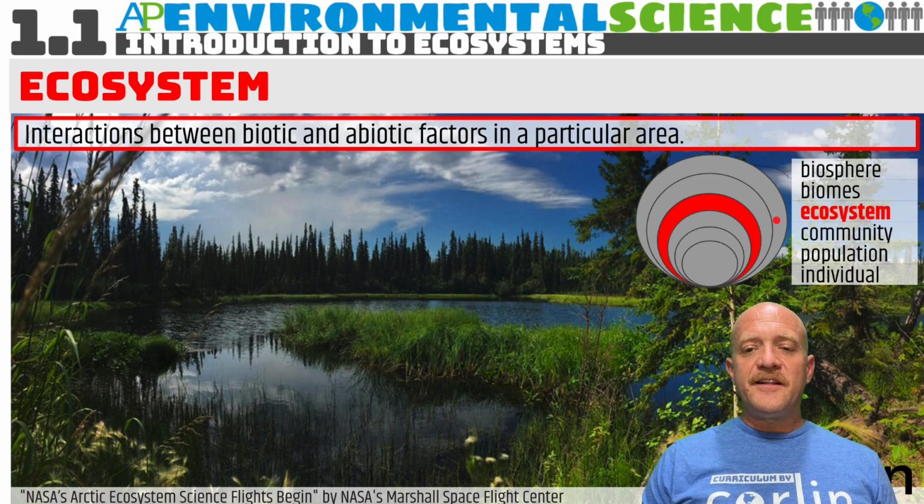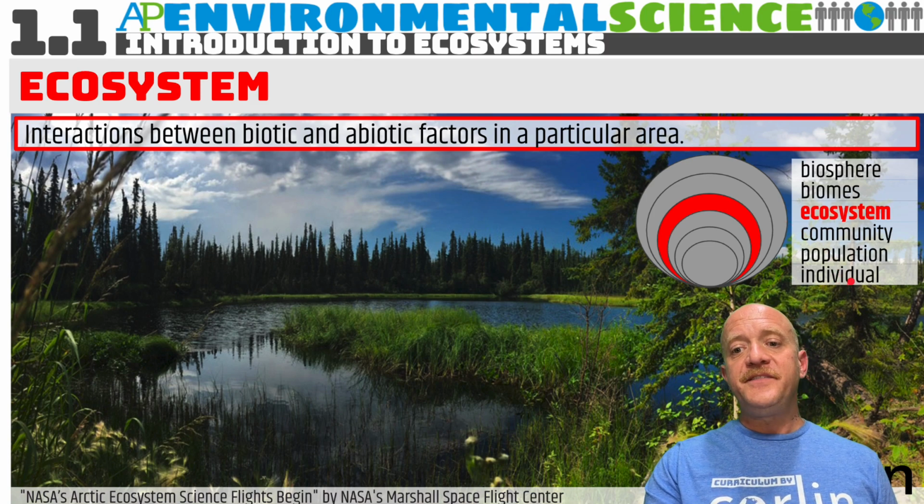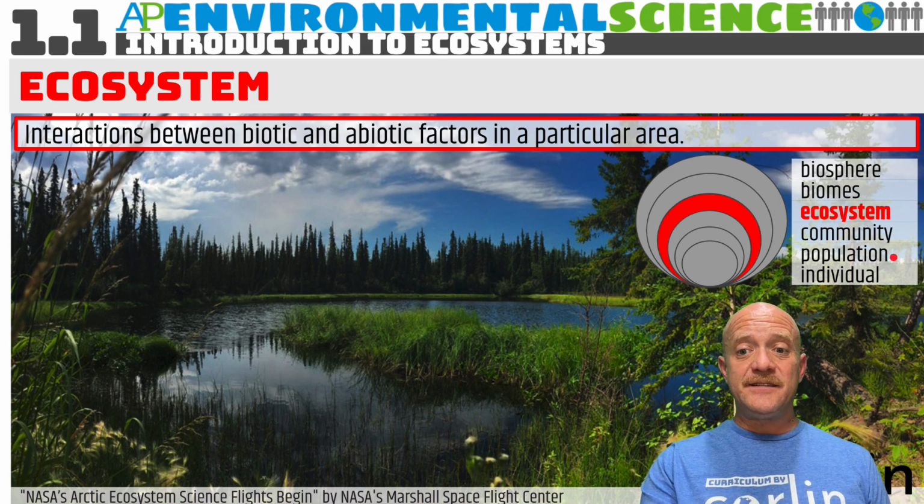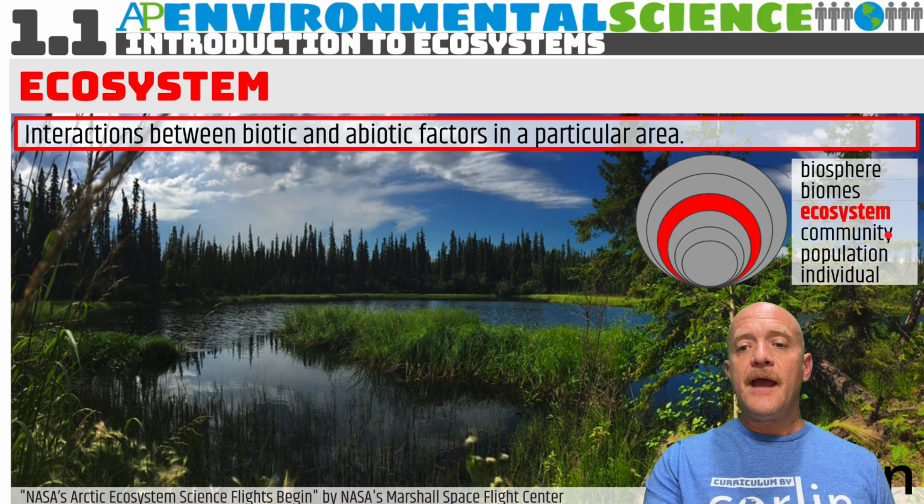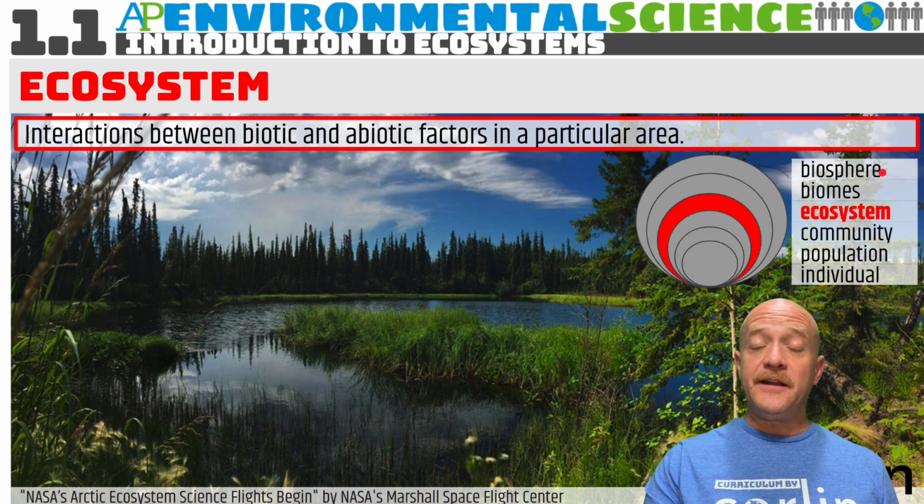So we start at the simplest level, which is an individual of one particular species. A bunch of these individuals together form a population. When we have different populations or different species, we will form a community. And when these communities interact with their abiotic components, that is an ecosystem. We will be discussing biomes and biosphere in upcoming lessons.